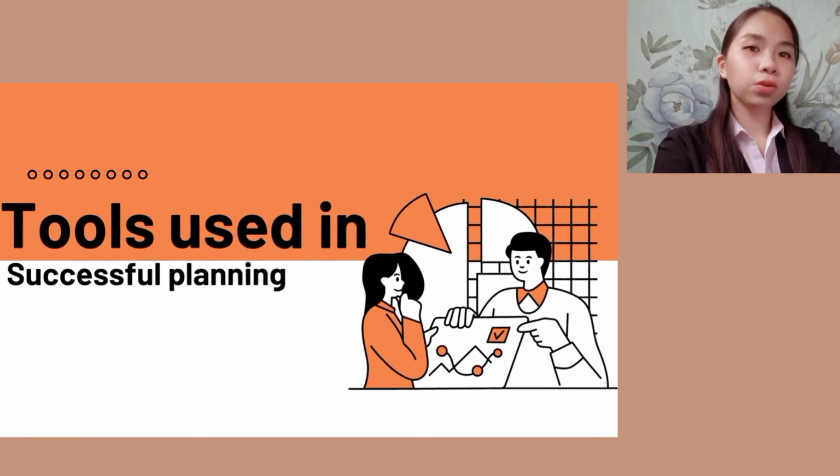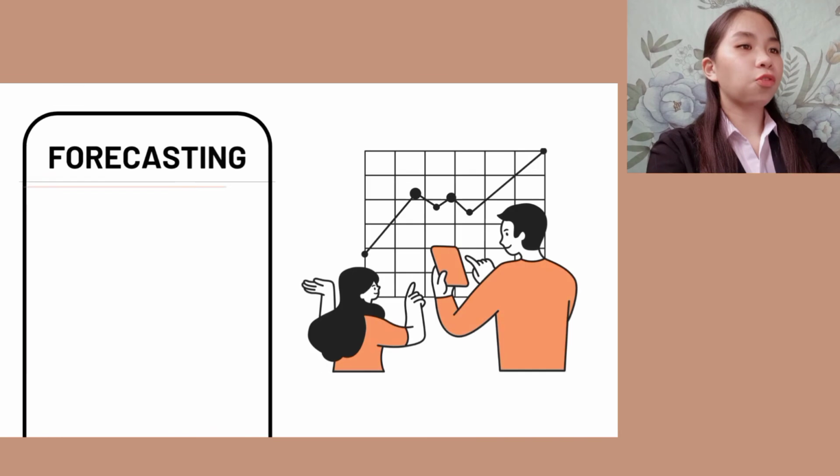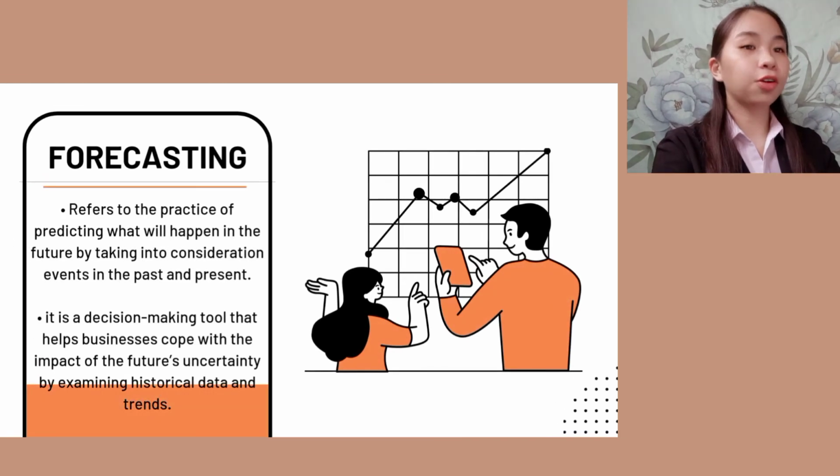So, here are the tools used in successful planning. So, first one is forecasting or forecasting planning. It refers to the practice of predicting what will happen in the future by taking into consideration events in the past and present.